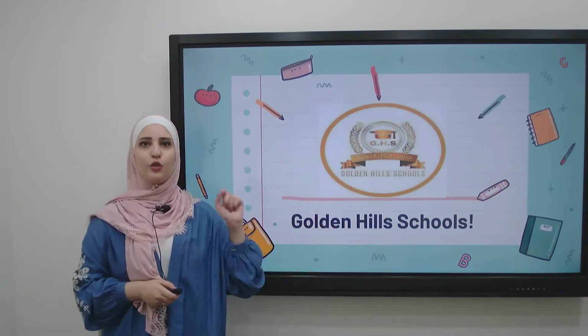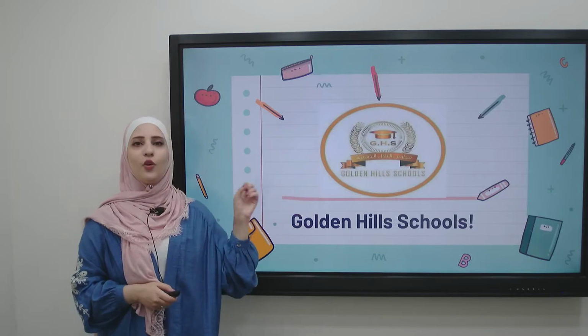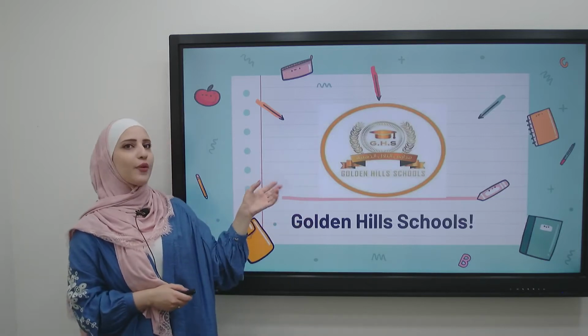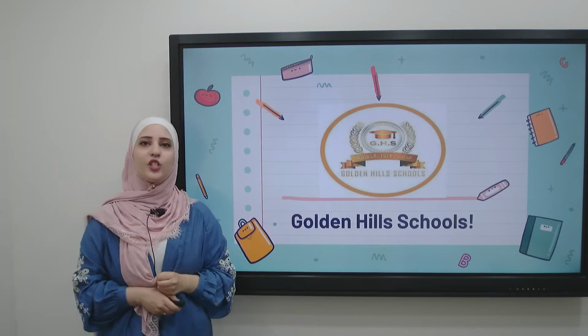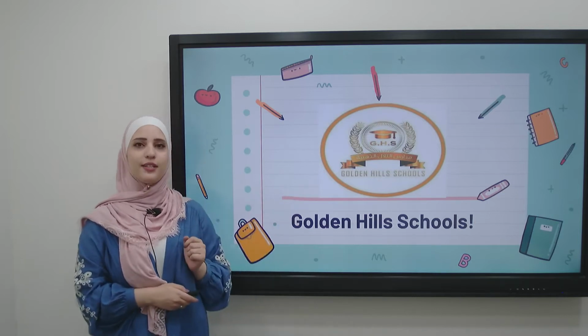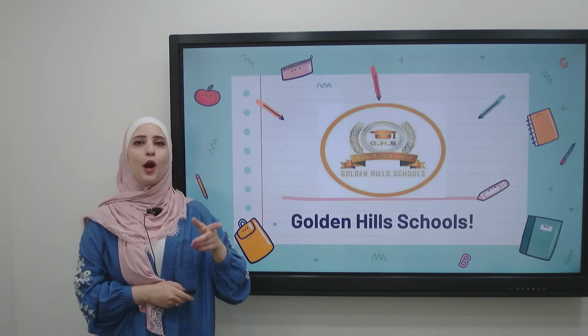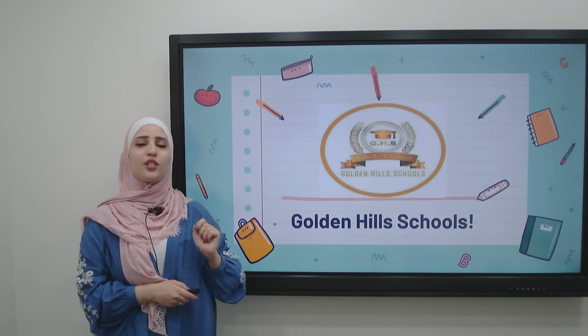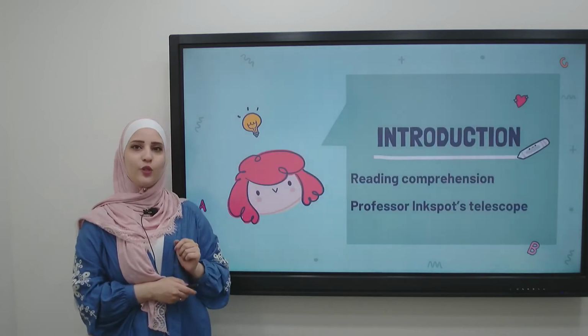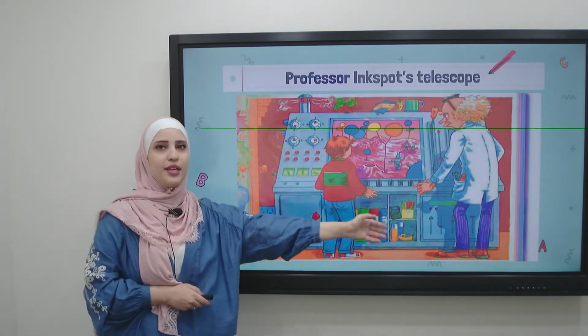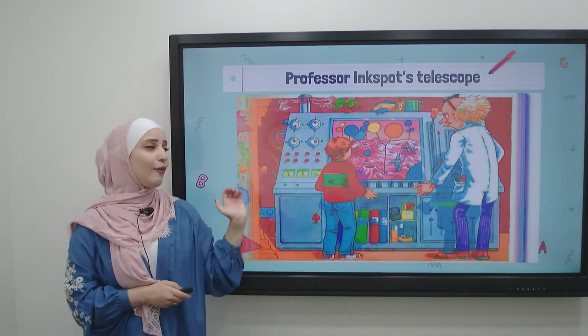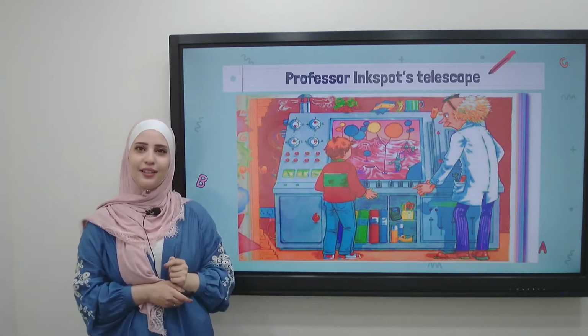Third graders, today we are going to continue our discussion related to our reading comprehension lesson, which is Professor Inkspot's telescope. You were supposed to read the lesson on pages 10 and 11 in our language book. Let's start with this colorful picture. What can you see in this picture?